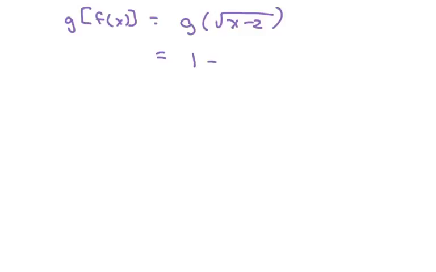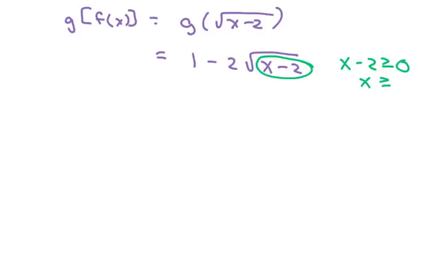Next one is g of f. So basically my f is the square root of x minus 2, and then I just input this into every x of g. I get 1 minus 2 times the square root of x minus 2, and we just have to look at this part and set this to be greater than or equal to 0, so x must be greater than or equal to 2. So the domain would be x such that x is greater than or equal to 2.